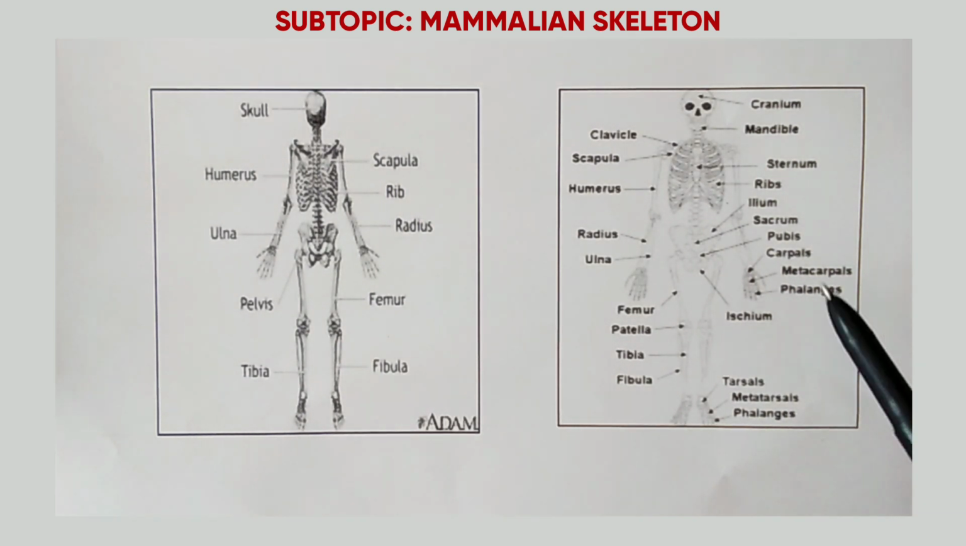We have the carpals, which are found at the wrist, and the metacarpals and the phalanges. Those are the bones found in the fingers of the human arm.